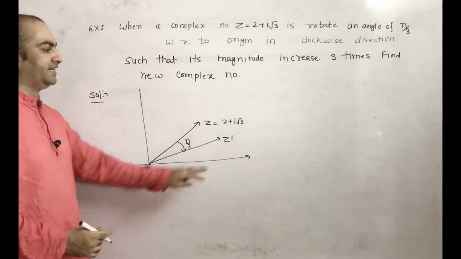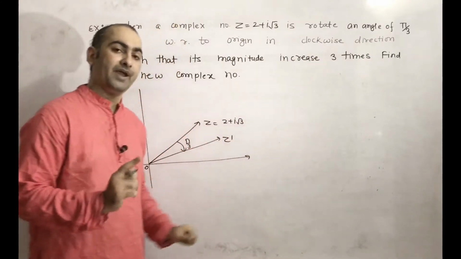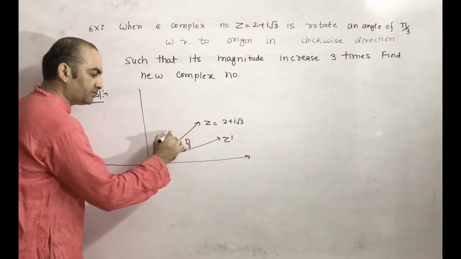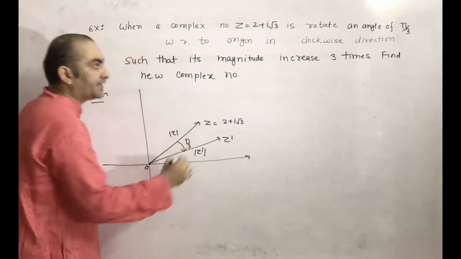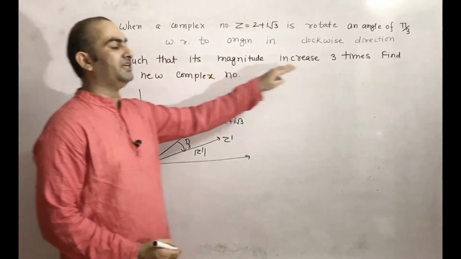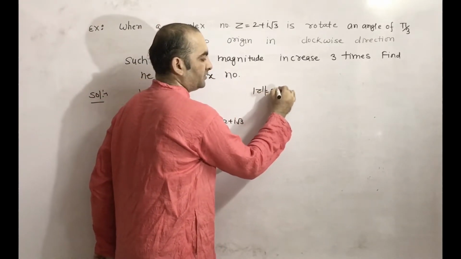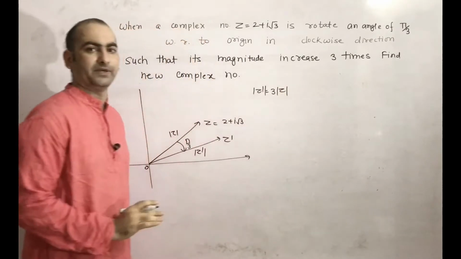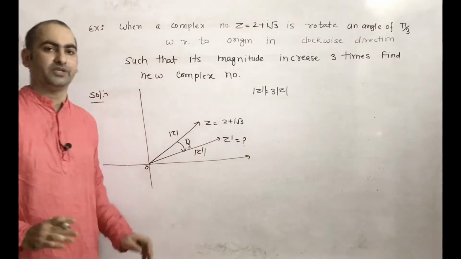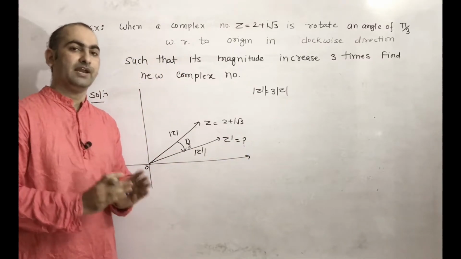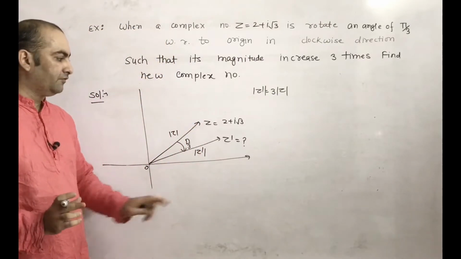Okay, so we want z dash such that the magnitude increases 3 times. So this one is the magnitude modulus of z and this one is modulus of z dash, and given is that the magnitude increases 3 times. That means modulus of z dash should be 3 times modulus of z. This is given. We want z dash. So here we can use rotation. The first method is the rotation theorem, the second is directly.